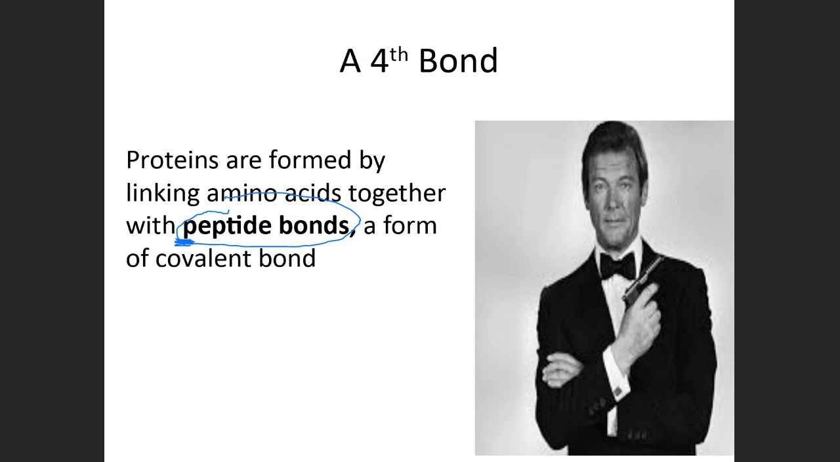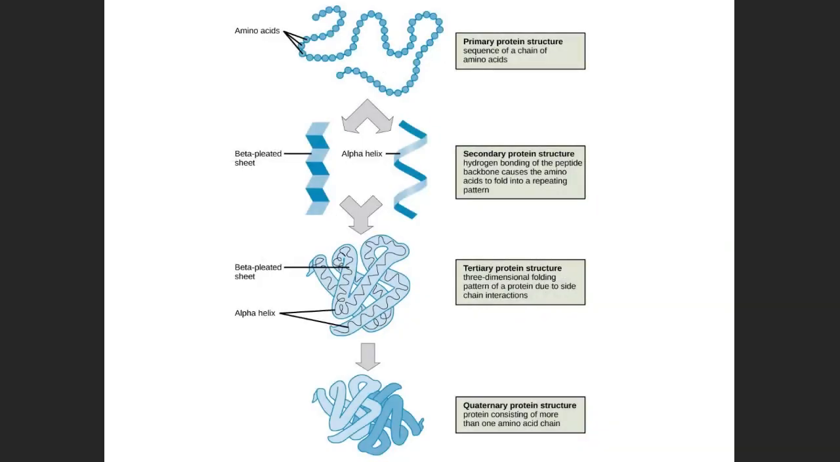It's a form of a covalent bond, but when it's bonding amino acids, it's called a peptide bond instead. You don't call it a covalent bond, you call it a peptide bond, okay? And there are other bonds that start to play important roles in amino acids and proteins as well. So let's look at proteins.